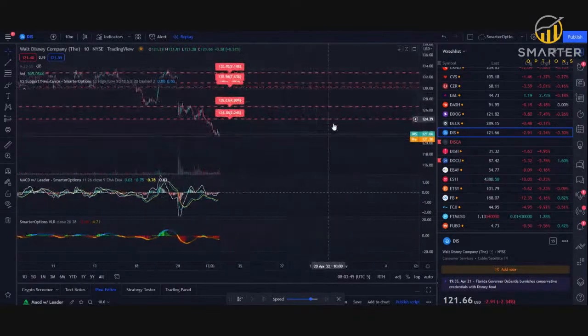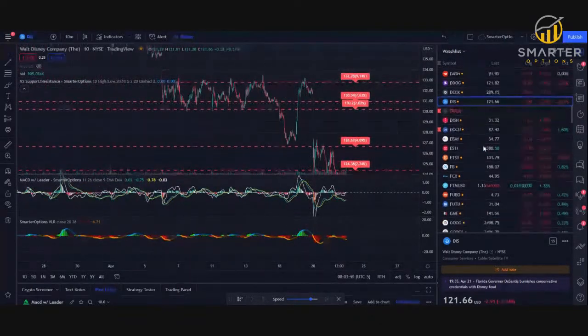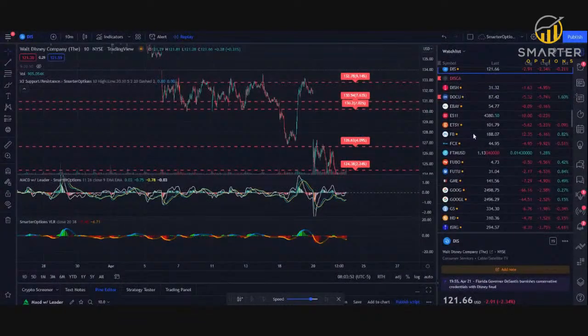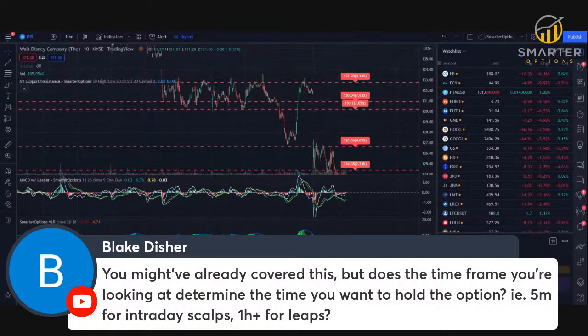I said, guys, this isn't 100% exact science. This is just to help you guys. It just gives you indications of what's going to happen. You might have already covered this, but does the time frame you're looking at determine the time you want to hold an option? Yeah, exactly. So 1+ hour for leaps, yes. That's absolutely right, Beatish.